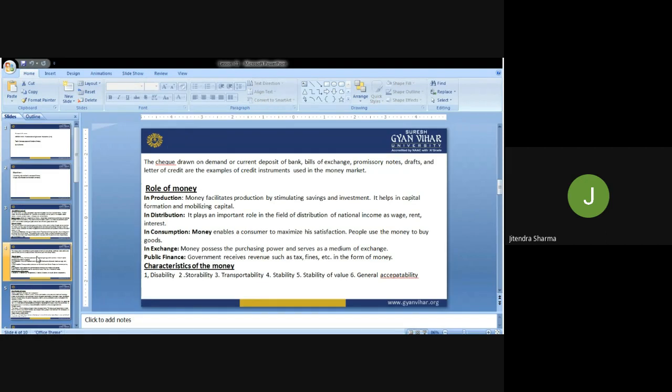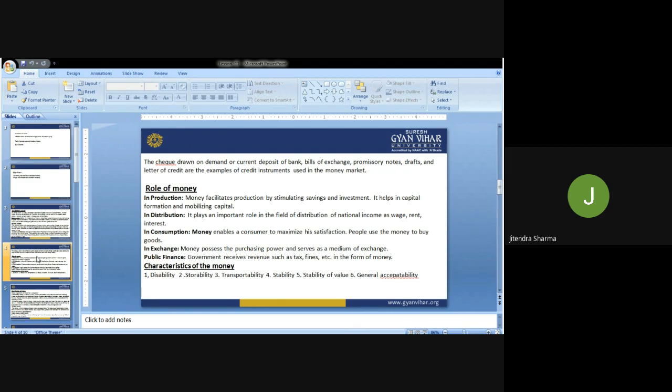Now the second, storability. You can store money. You cannot store a product or commodity beyond a certain extent. You can store, but otherwise you cannot. So in the form of money, you can easily store the product or service which you have created or generated, and that can be further transformed in the market whenever there is a need.